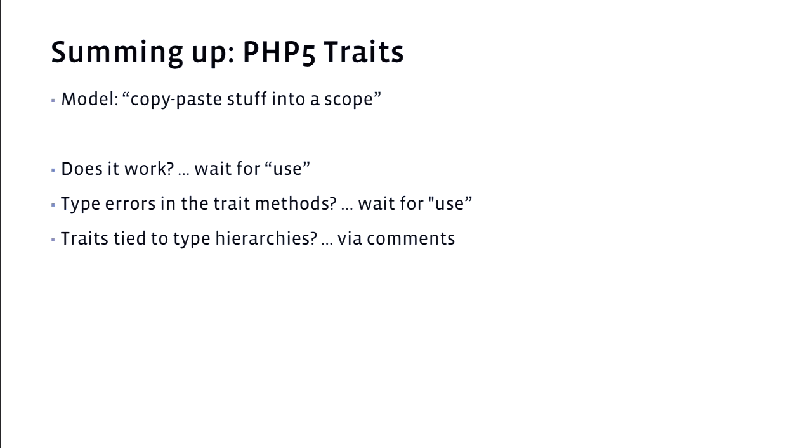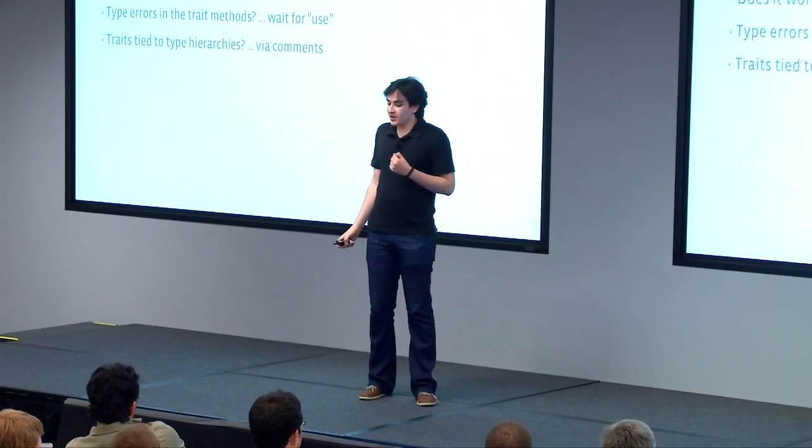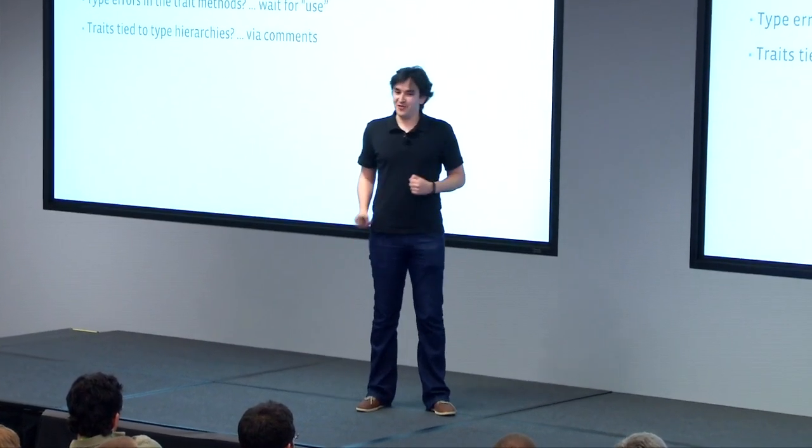So to sum up, PHP 5 traits use the copy-paste stuff into a scope model, which is pretty hard to type check. Because in order to answer the question, does it work, you have to wait for the use site and see sometimes at runtime later that you got an error. Can you answer the question whether there are type errors in the trait methods? Well, it depends. You have to, again, look at all the use sites. And if you want to tie the trait to an existing type hierarchy, you have to read some comments and be really good at parsing them.